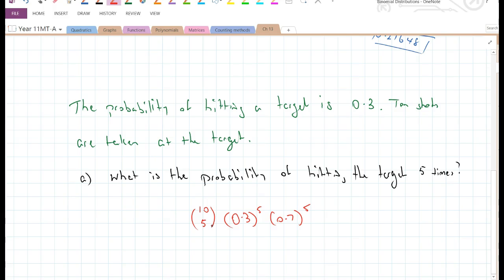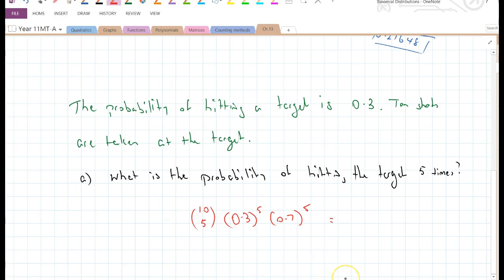So for instance, hit, miss, miss, miss, miss, miss. That's one. Then there's hit, hit, miss, miss, hit, hit, miss, miss, hit, miss. So there's 10C5 lots of those. That stacks. We could run that through and we would get the solution.